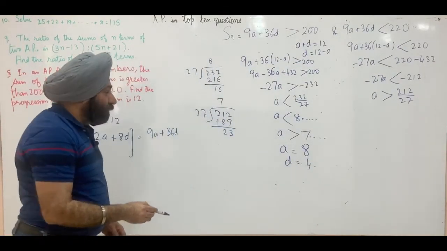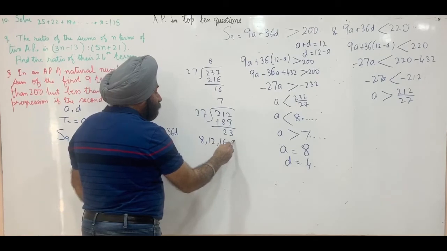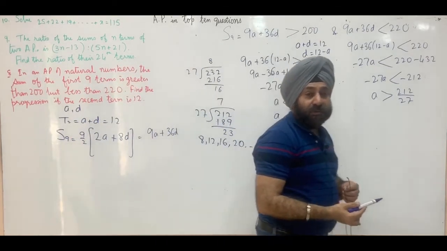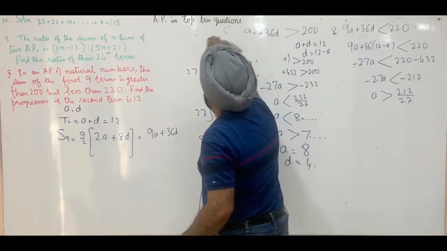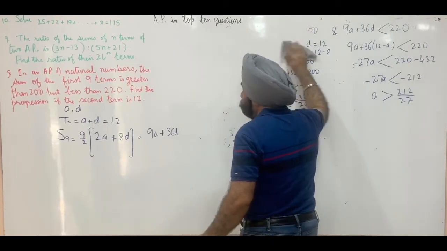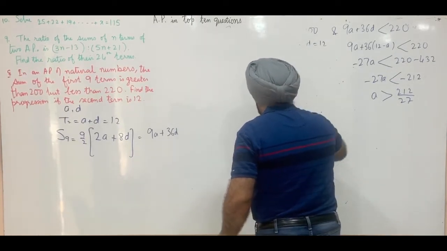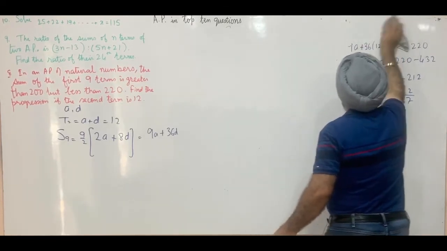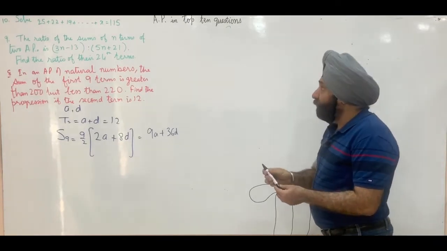So now we have the first term and the common difference. So the AP is 8, the next term will be 12, 16, 20 and so on. So this is the AP. Next, we are given two different APs. The ratio of the sum of n terms of the two APs is also given. Using that, we have to find the ratio of their 24th terms.